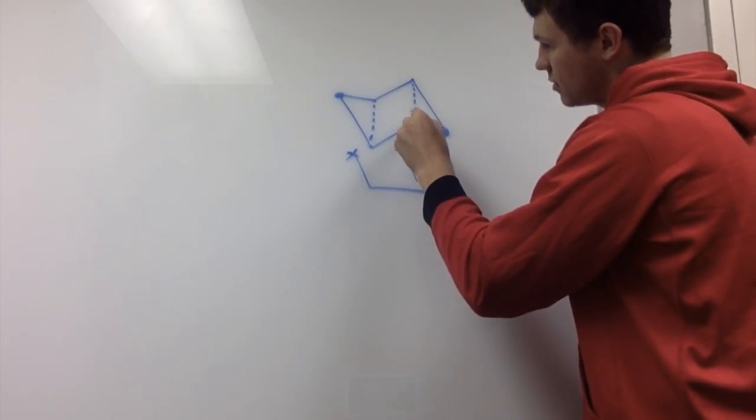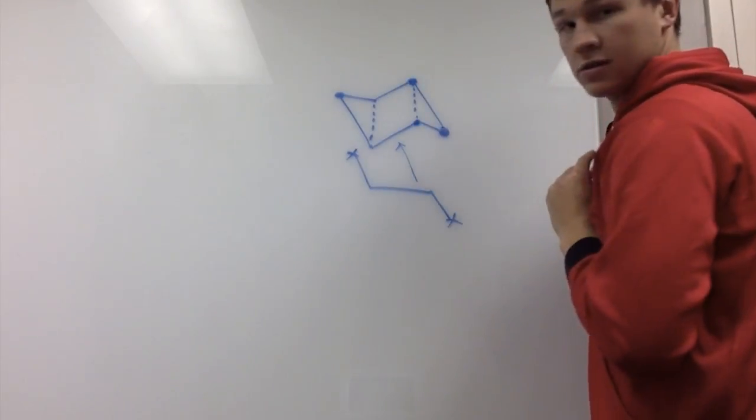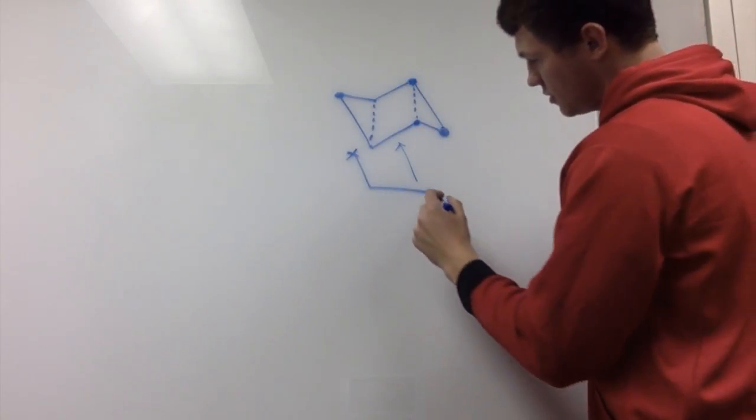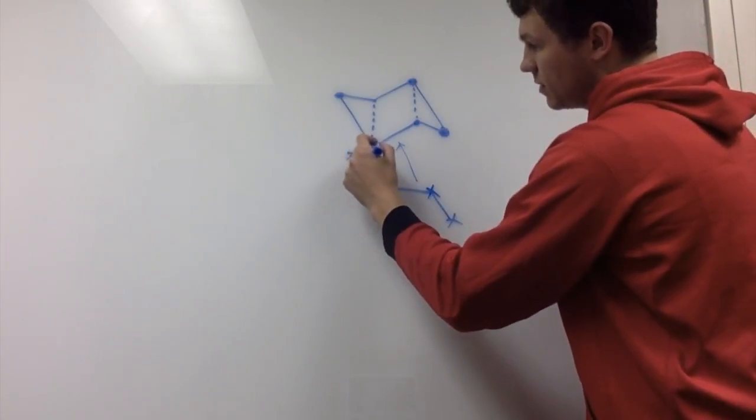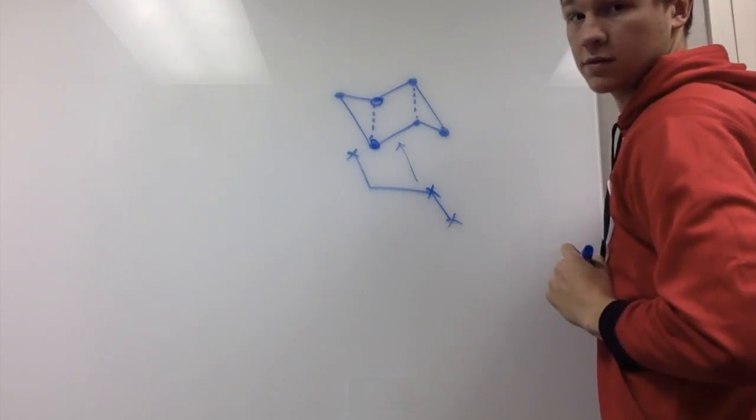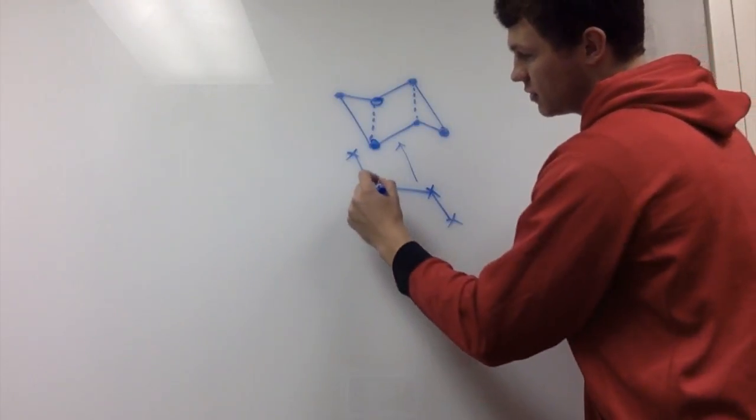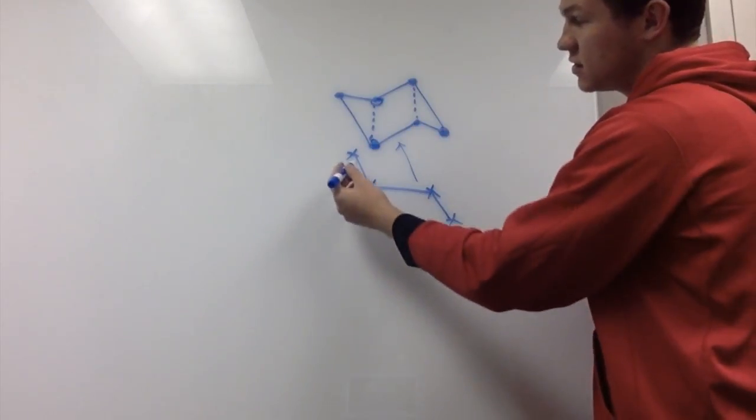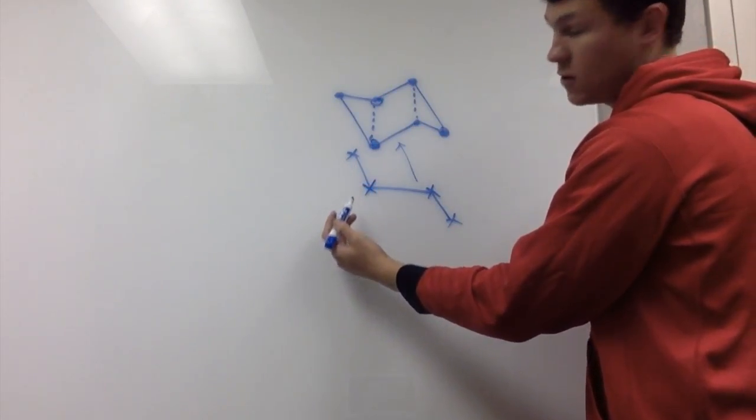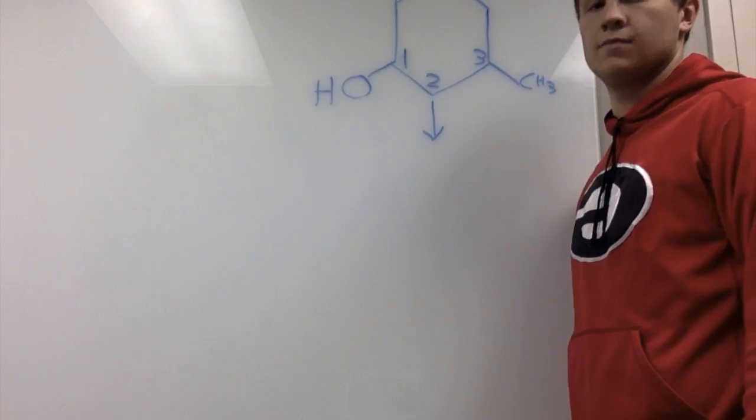This carbon right here and this carbon right here are eclipsed over each other right there. This carbon and this carbon are eclipsed over each other right there. Based on this diagram, you can see where the name chair conformer comes from.